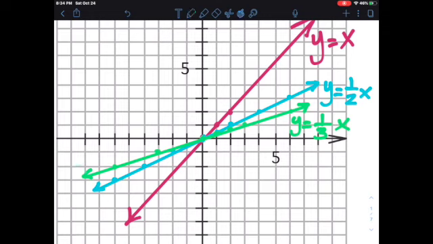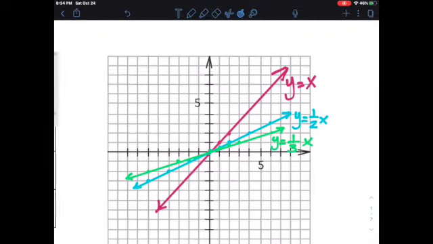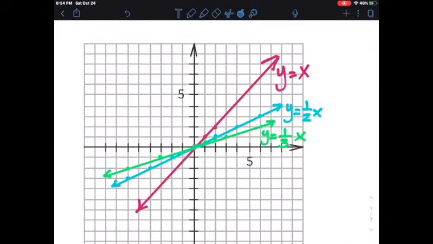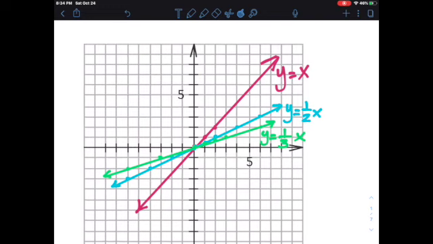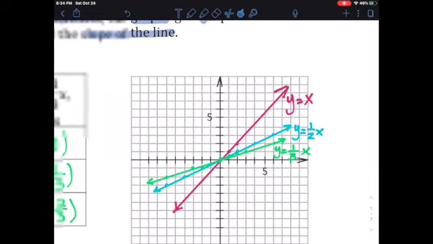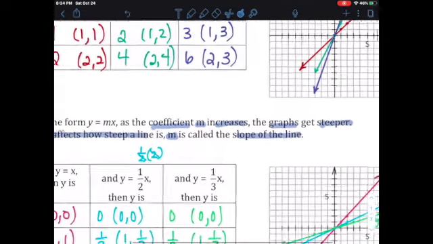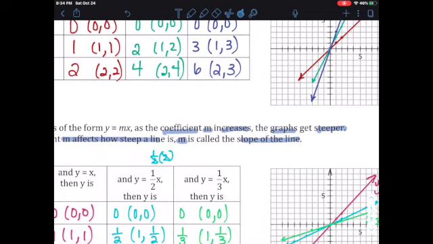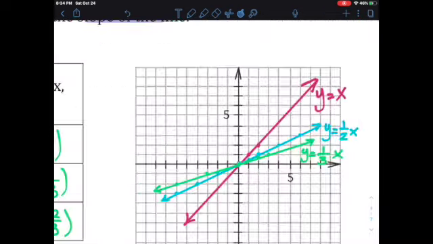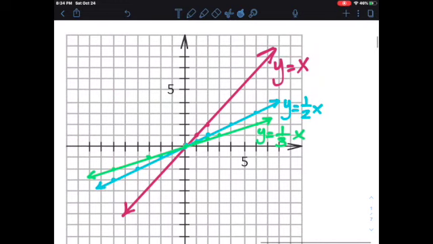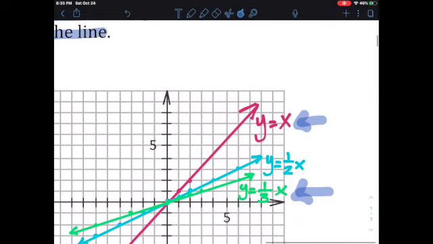Okay, now if you look at this, you have 1, you have half, you have 1/3. So as the number gets larger, it's steeper, just like what we talked about before. The coefficient m increases, the graph gets steeper. So definitely 1 is bigger than 1/3, so it gets steeper. Just so you guys remember that. They do ask those kinds of questions.